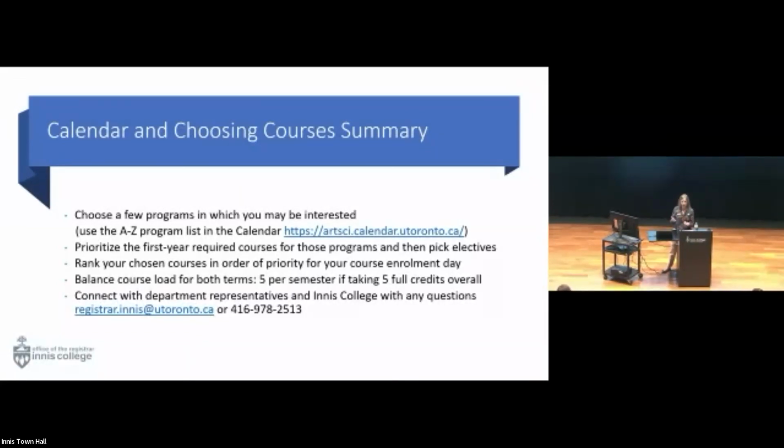Rank your chosen courses in order of priority. We'll talk about this a little bit more in the next session, but course enrollment day goes fast, and courses do fill up. So you want to make sure that you prioritize the courses you need over the courses that you just want. Balance your course load for both terms. If you plan on taking 5 credits worth of courses, that's 5 courses per semester.